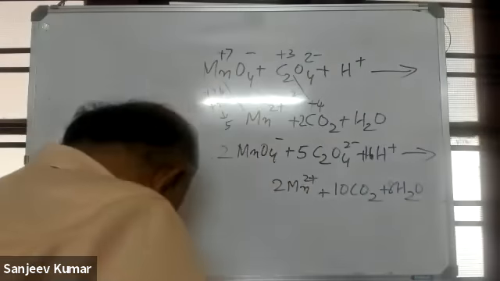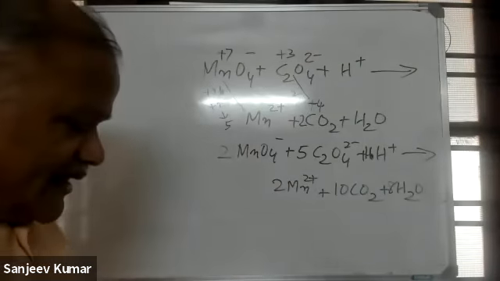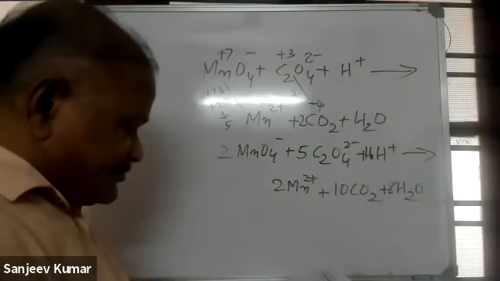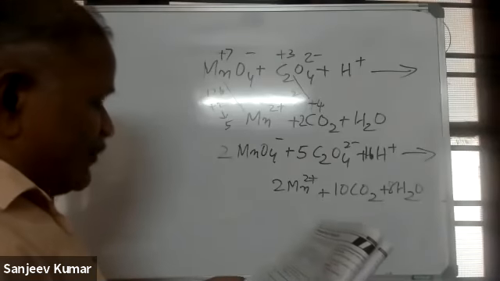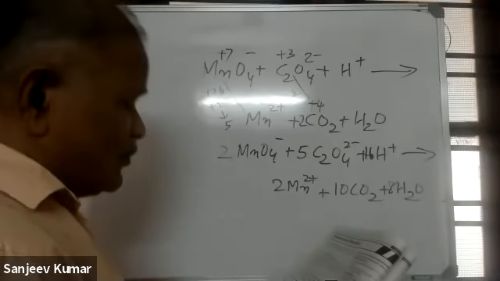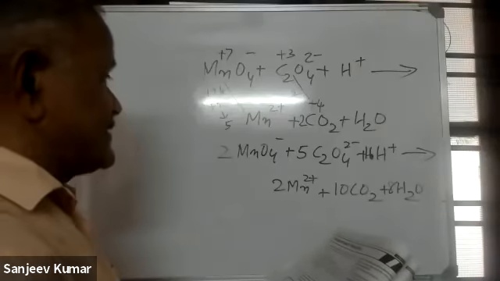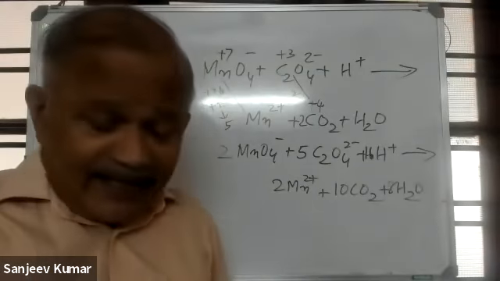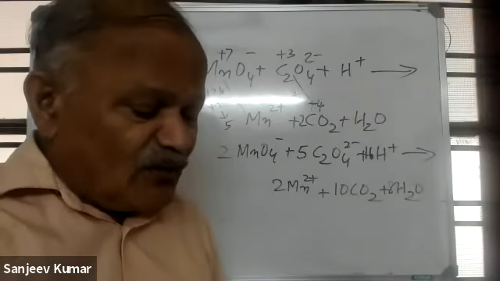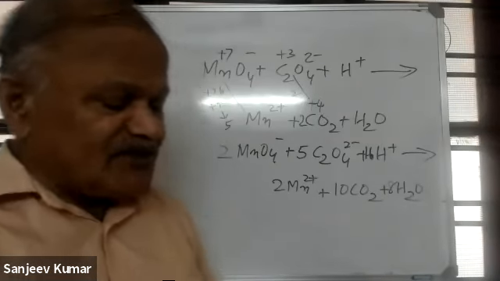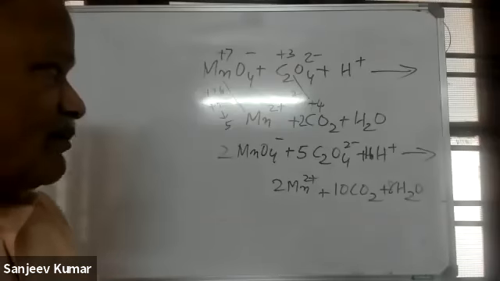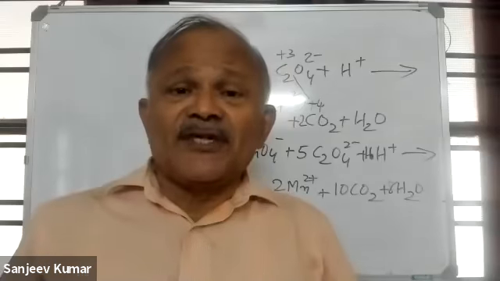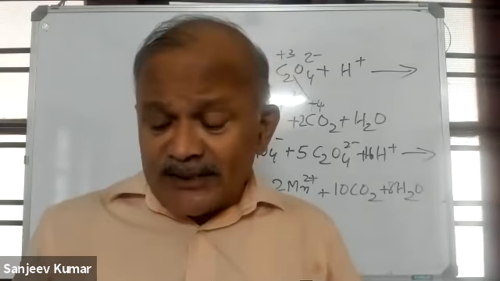And now we can assign the coefficient for each species in the redox reaction. That is, 2 MnO4 minus, 5 C2O4 2 minus, and 16 H plus. That means the choice is A. The choice is A: 2 MnO4 minus plus 5 C2O4 2 minus plus 16 H plus gives 2 Mn2 plus plus 10 CO2 plus 8 H2O. This is the way in which we have to balance the redox reaction.